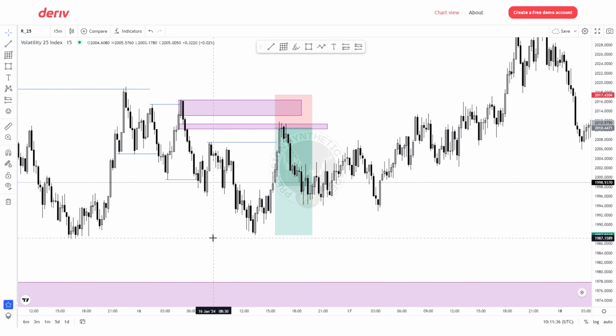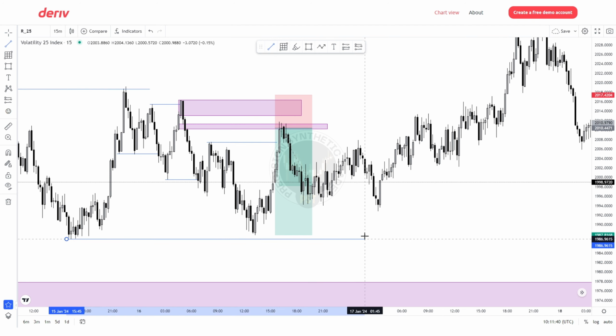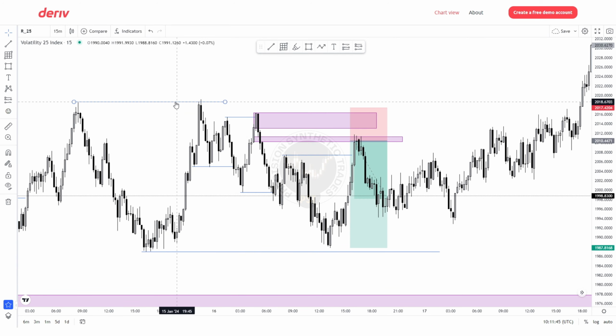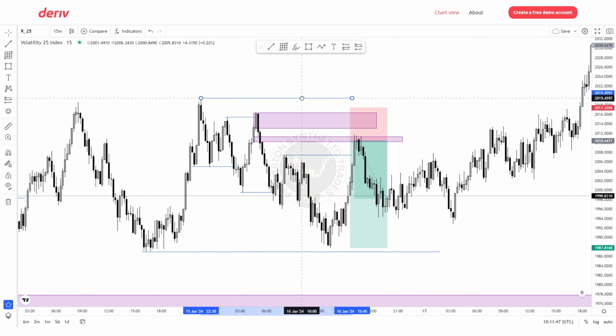Let's follow the market structure. As we can see, there's some liquidity resting down here. Relative equal lows. This will be our new high.